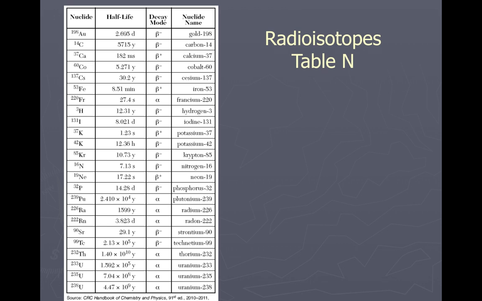Again, radioisotopes are found on table N. These are not all of them, but these are some common ones. Their half-life is listed. Their decay mode, what kind of particle they emit when they decay. And when they decay, this is how long it takes for half the sample to decay. So we're going to take a look at this half-life.